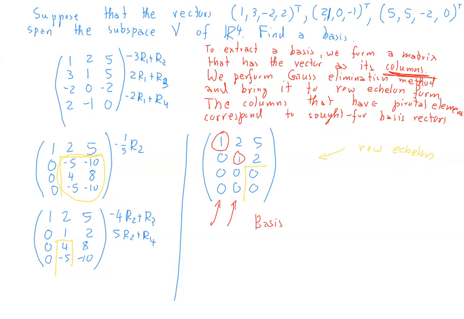So the basis is the first two vectors. Why? Because the first two columns have pivotals. So please read what is written in red very, very carefully. So the basis is (1, 3, -2, 2) and (2, 1, 0, -1).